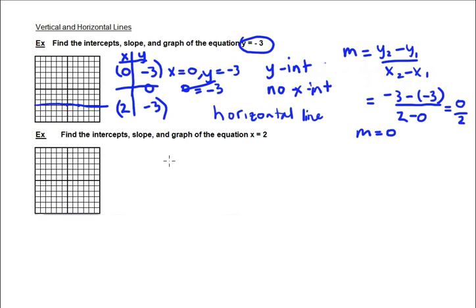Next, let's move on to the other equation. Here we have the equation x is equal to a positive 2, and we'll do something similar to what we did before. If we don't know any better, and we're trying to plot two points using the intercepts, if we let x equal 0, that'll give us the y-intercept. Plugging that into the equation, x equal to 0 goes in for this value of x, but then that's set equal to 2, and we find that that is impossible. And so that means there is no y-intercept.